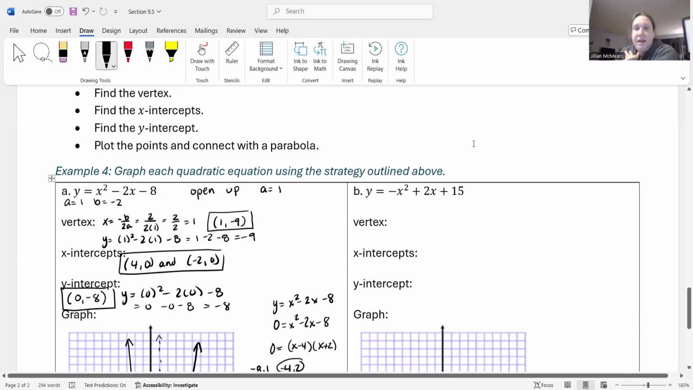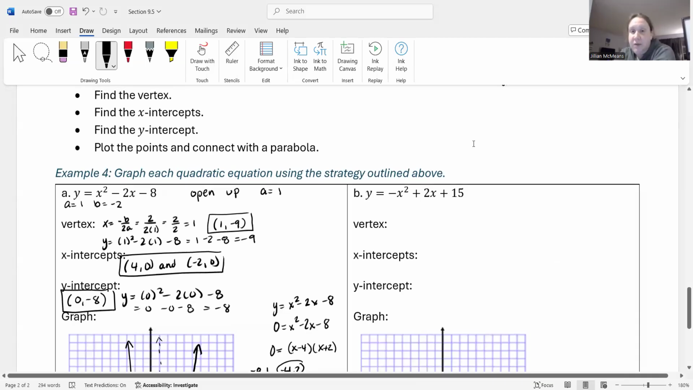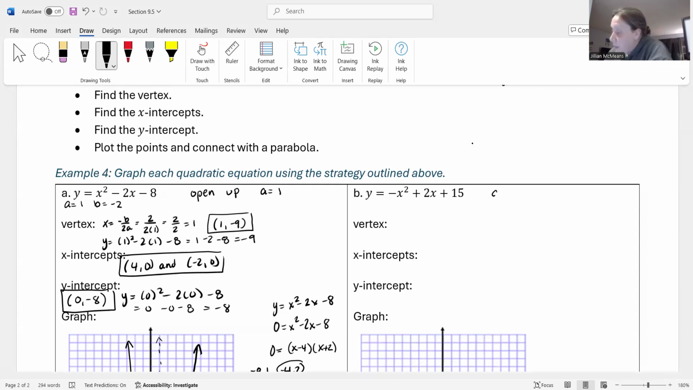Okay, second example, we have y equals -x squared plus 2x plus 15. Because a is -1, this tells me that this parabola opens down. That means it's going to be like the little frowny face. Therefore, when we find the vertex, it's the highest point on the graph. So let's go ahead and do that.